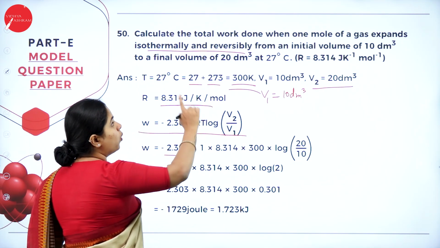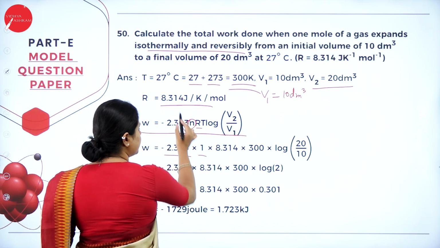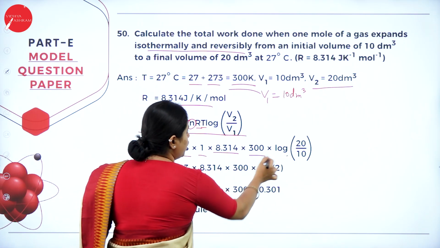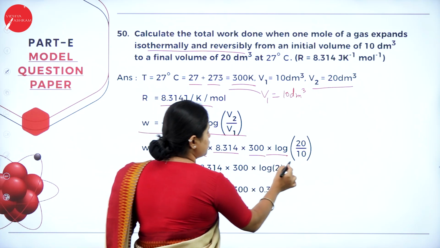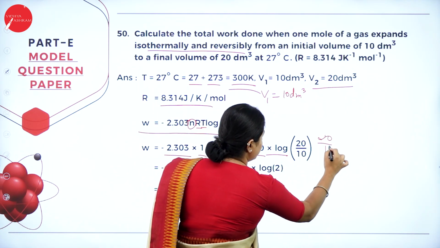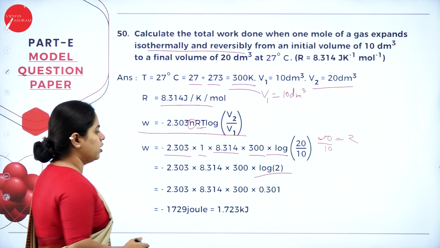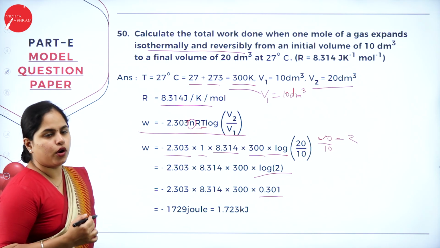N, it is given 1 mole of a gas, so N value is 1. Now what is the value of R? It is 8.314. What is the value of T? It is 300 log 20 by 10. V2 is 20 and V1 is 10. So what is 20 by 10? It is 2. Now what is log 2 value? It is 0.301. Okay, it is important to remember this value of log 2, that is 0.301.